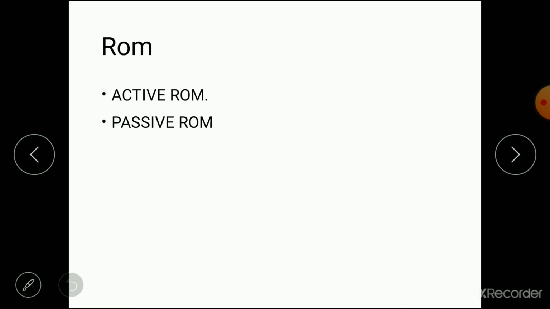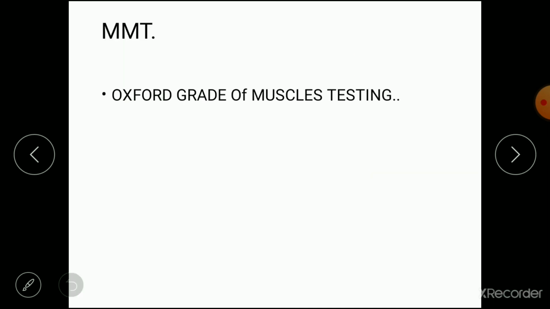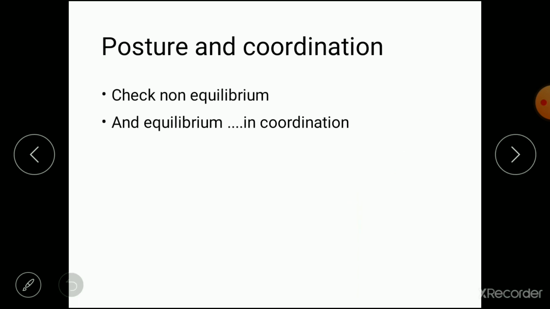Then we talk about the range of motion. Joint-wise, we have to check all the joints, first the active range of motion, and second the passive range of motion. So these are the two ranges of motion which we have to measure in the motor examination. Then is MMT, that is manual muscle testing. According to the Oxford grade we check the manual muscle strength, and that is known as muscle testing. Then last is posture and coordination.